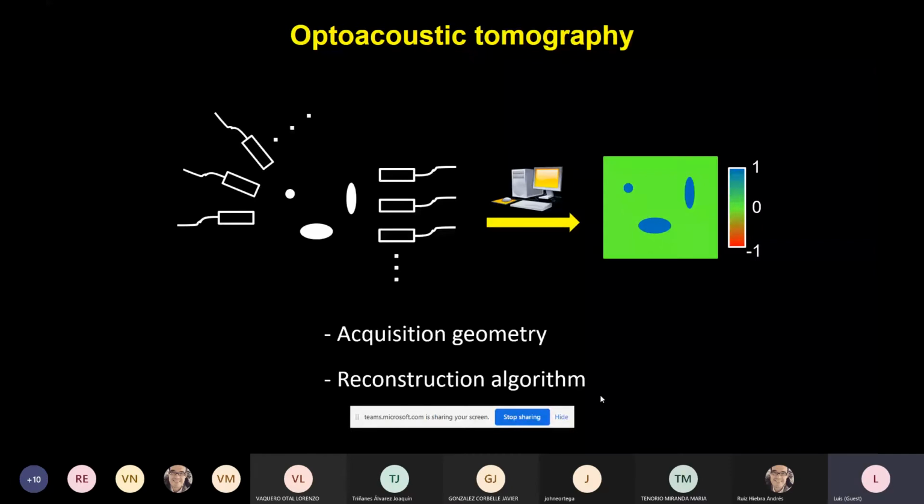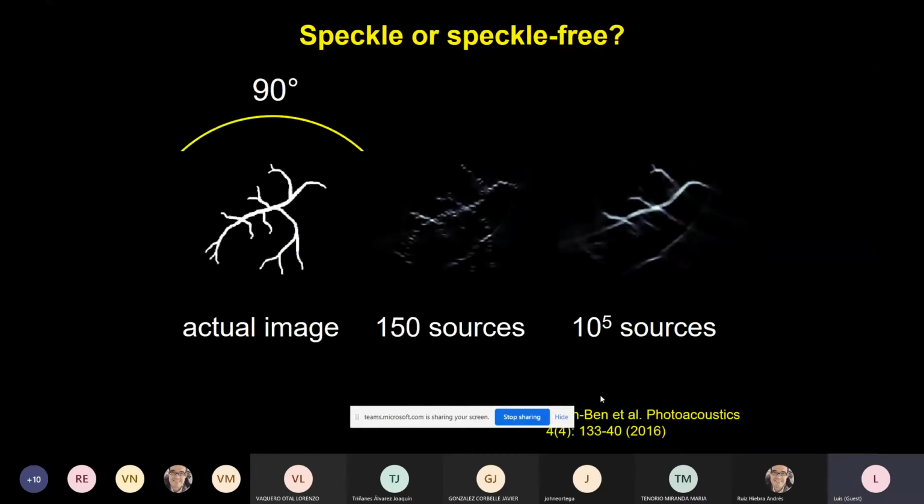Okay, so why is it important, the acquisition geometry? This is an example from a paper that we published back in 2016. If we think of ultrasound, generally what we have is an ultrasound array, which here is like an arc, but generally it's a linear array, right? And it's only on one side of the object.